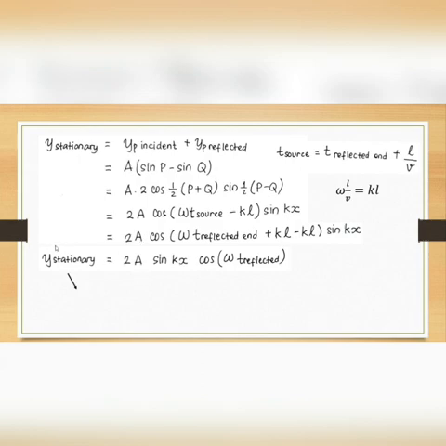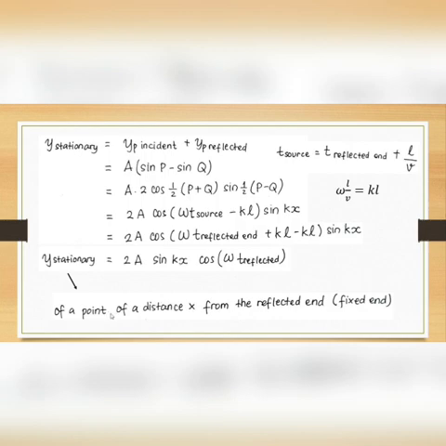And this is the displacement of a stationary wave at a point at a distance x from the reflected end or fixed end. So x must be measured from the reflected end, or from the fixed end in this case. And 2A times the sine of KX is the amplitude of the stationary wave. So we can see here that the amplitude is a function of x, so it will change as x changes.